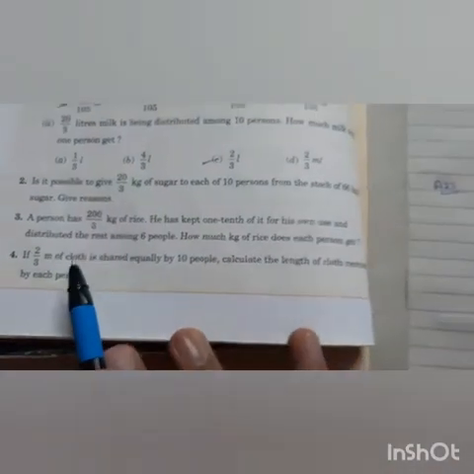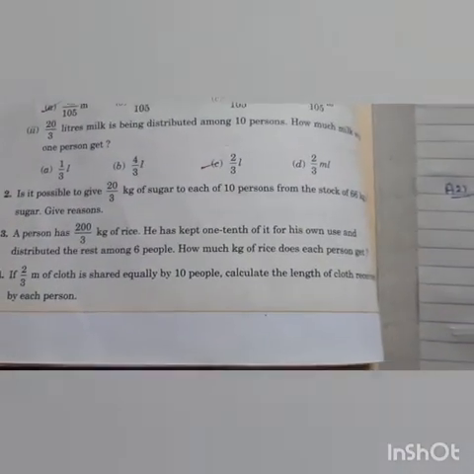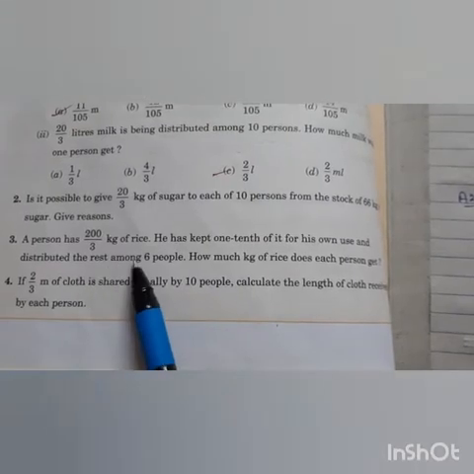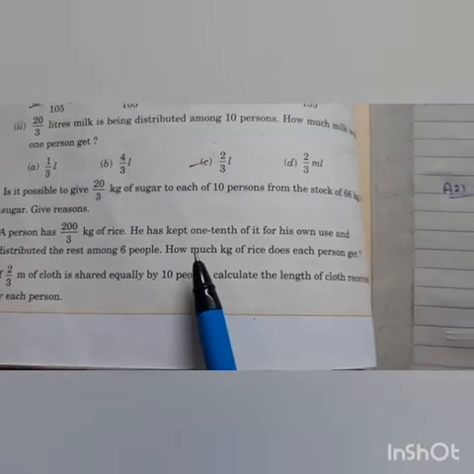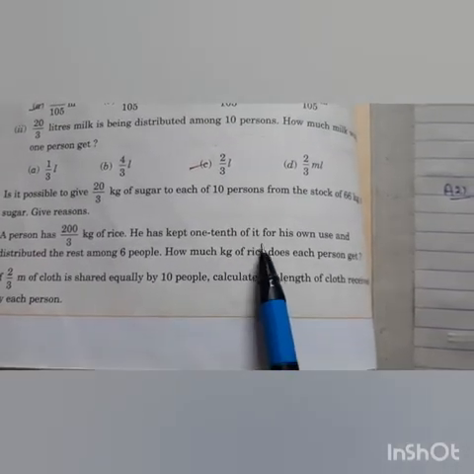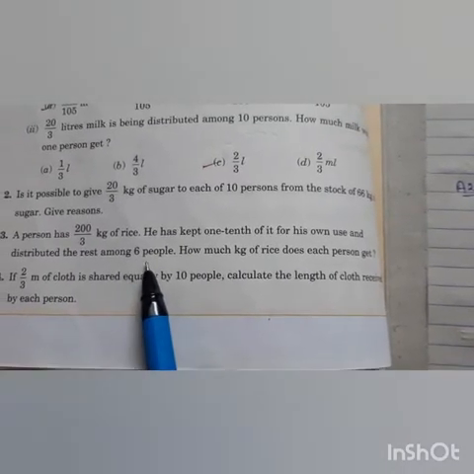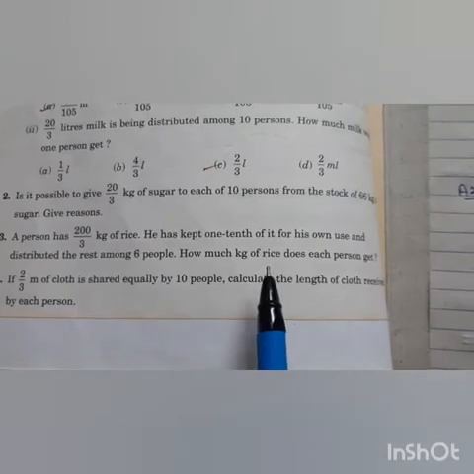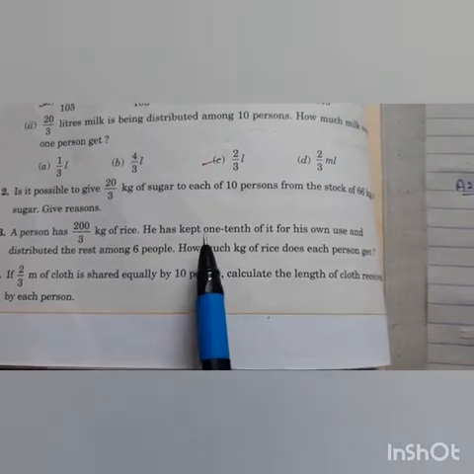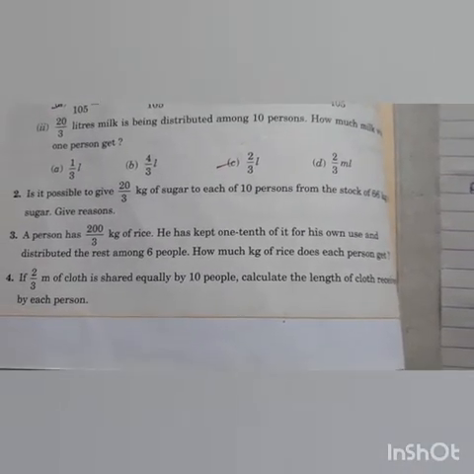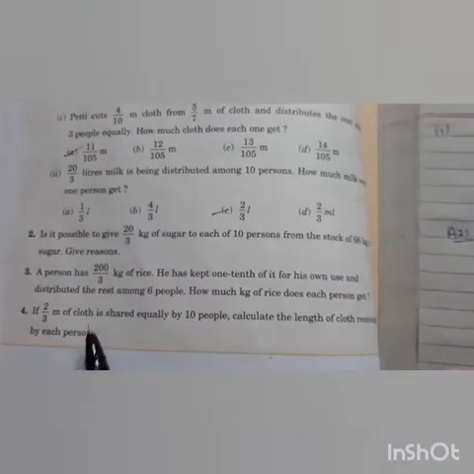Now the next question. A person has 200 by 3 kg of rice. He has kept 1/10 of it for his own use and distributed the rest among 6 people. How many kg of rice does each person get? It is similar to your question number 2. Whenever you solve such types of questions, always go step by step. Let's see how.